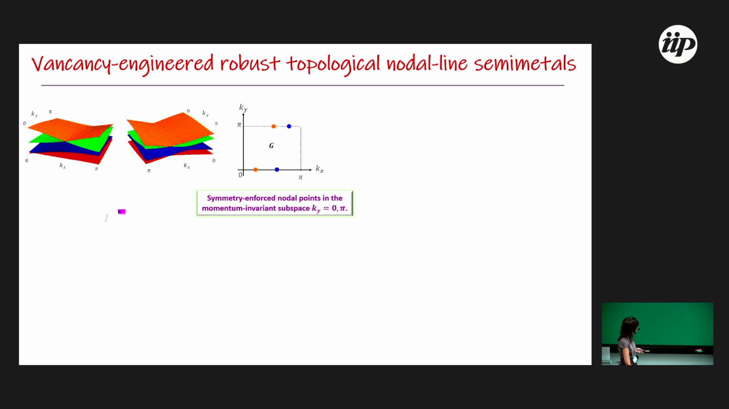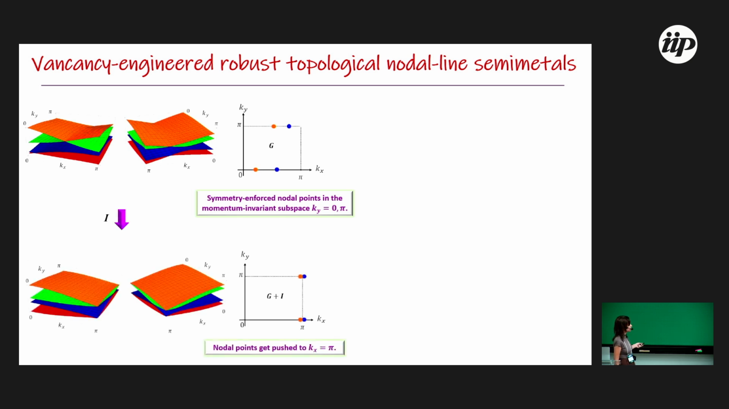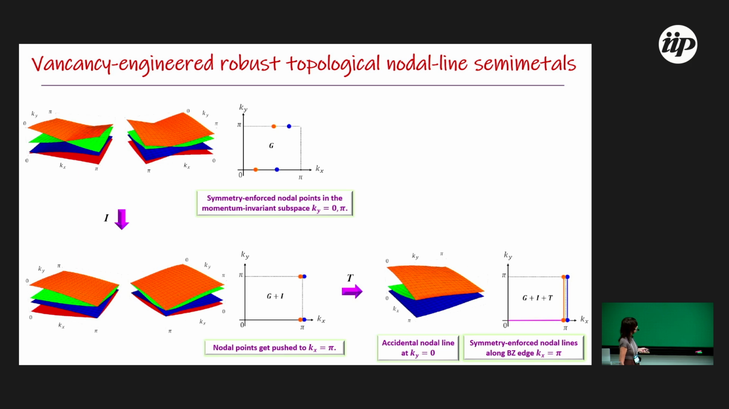So if I would have 6 bands, then I would have 3 band touching points along each one of these lines. Now if I impose inversion, then these band touching points are all pushed to kx equals pi. Now time reversal symmetry comes along, and it connects these points along the kx equals pi direction in my Brillouin zone.